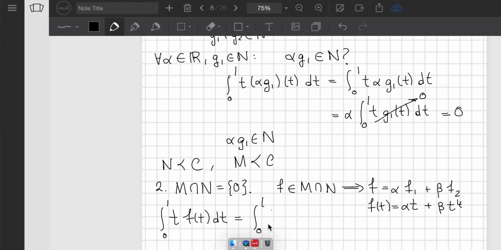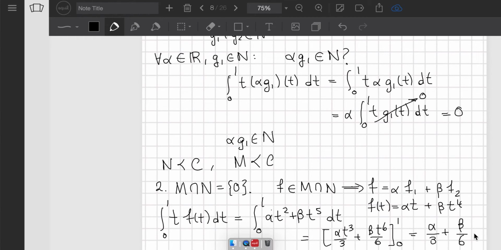So this is equal to the integral from 0 to 1 of alpha t squared plus beta t to the 5th dt. And this is equal to alpha t cubed over 3 plus beta t to the sixth over 6, from 0 to 1. Clearly, this is not equal to 0 for every alpha and beta, because this is equal to alpha thirds plus beta sixths, which is not equal to 0 all the time. It is only equal to 0 for specific values of alpha and beta. And there you go. That's it.